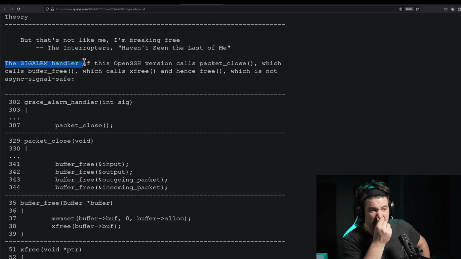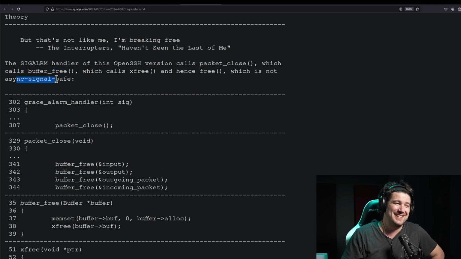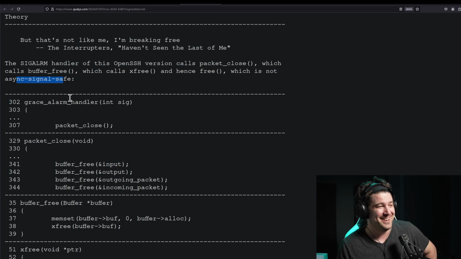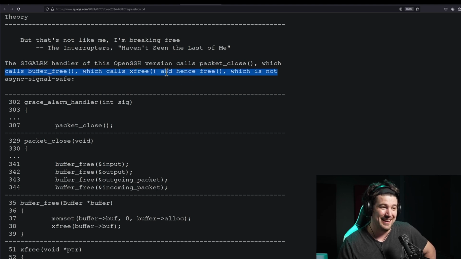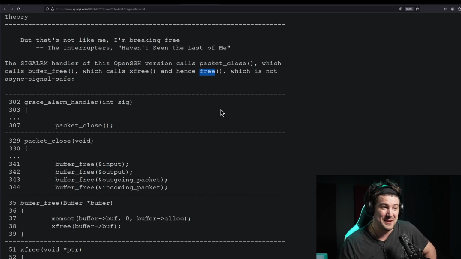The SIGALRM handler of this OpenSSH version calls packet_close, which calls buffer_free, which calls xfree, and hence free, which is not async-signal-safe. Oh gosh. Okay. And I love the "and hence", of course, xfree calls free. And I guess free is the thing that is not async-signal-safe.